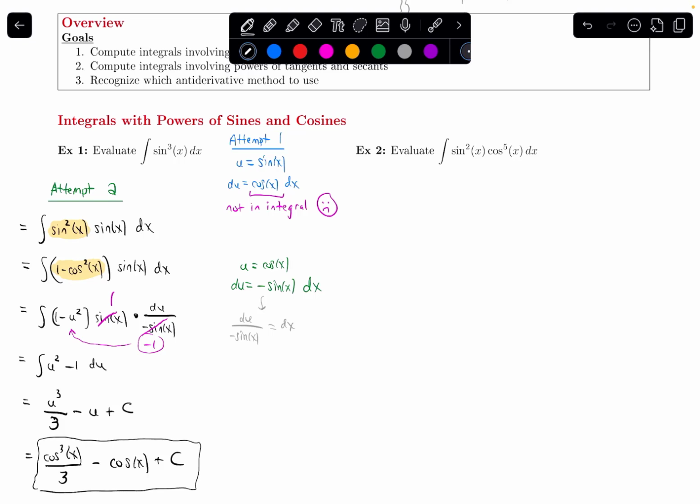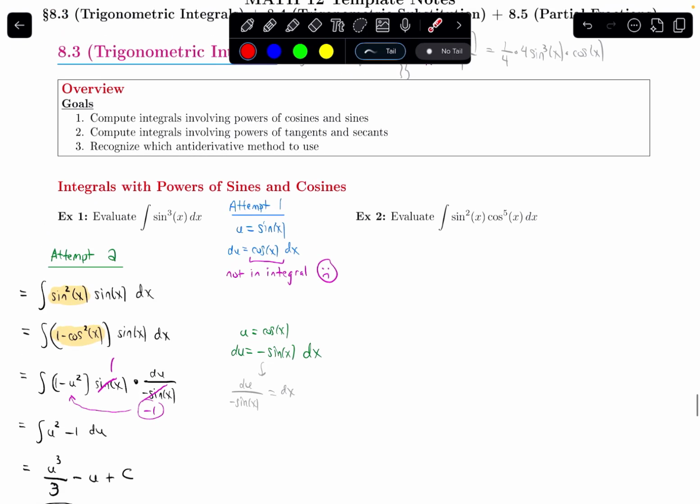So let's look at another example. For this next one, I have the integral of sine squared x times cosine to the fifth of x. With this one, I like the fact that we have both of these trig functions, sine and cosine. I kind of need both of them in there to be able to make a u-sub work.